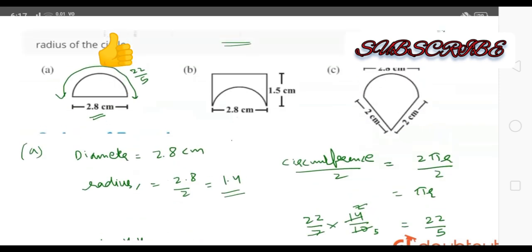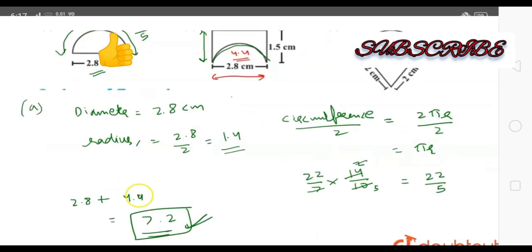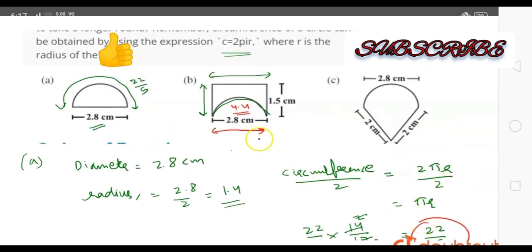Now let us consider figure B. In figure B, this side is 1.5, so this side will also be 1.5 because of symmetry. This side is 2.8, so this side is also 2.8. And we have to find again this half of the circumference on this side, whose diameter is given to be 2.8. Here also the diameter was 2.8, so this half circumference will come out to be 4.4 as in the previous figure. In the previous part, this came out to be 22 upon 5, which is 4.4.